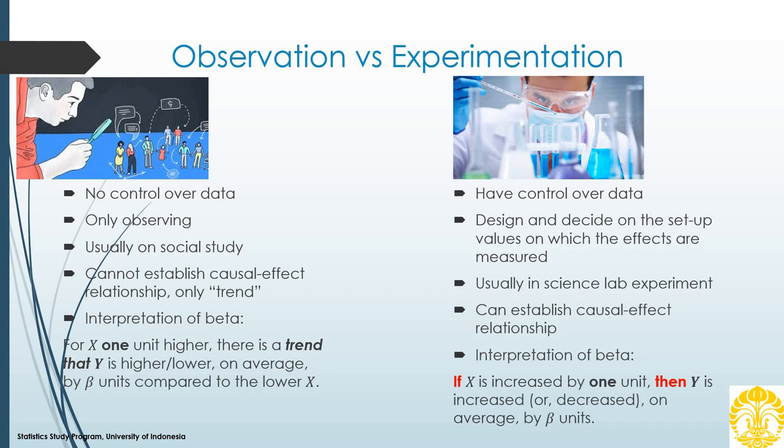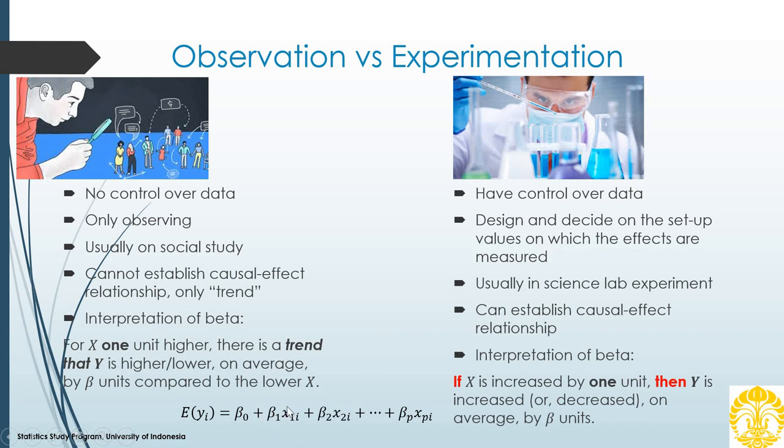Okay, so that's the main thing that we need to emphasize here: for an observational study you can't put a causal effect relationship. For experimentation you can establish a causal effect relationship. Okay, so what's the consequence? That is for us in using the result of the regression.